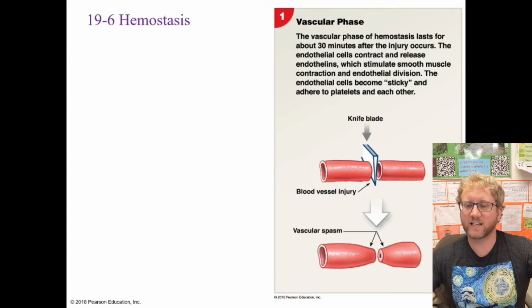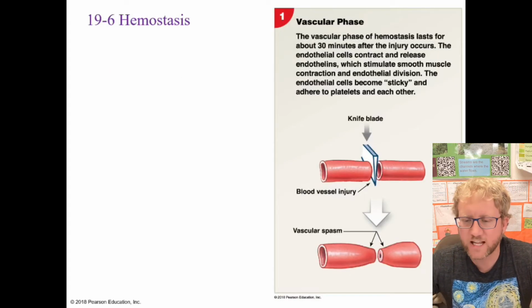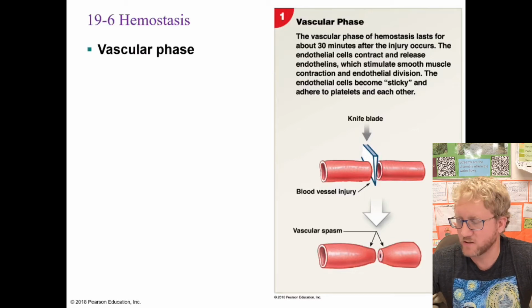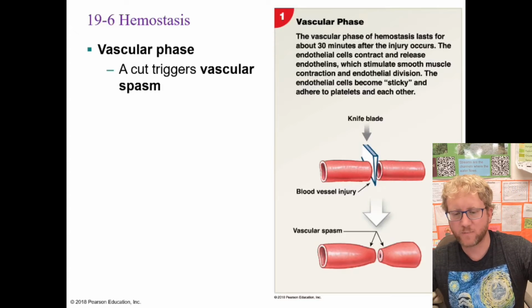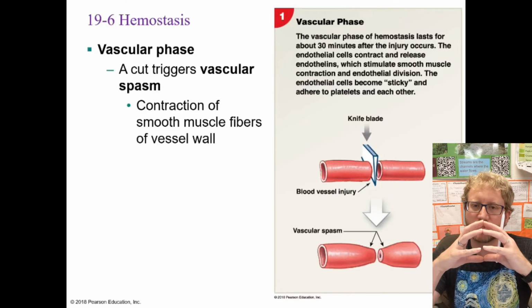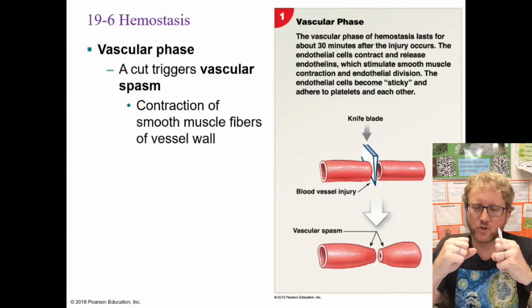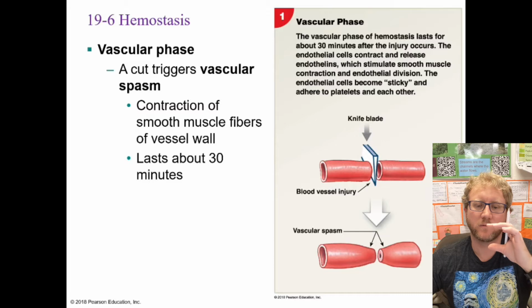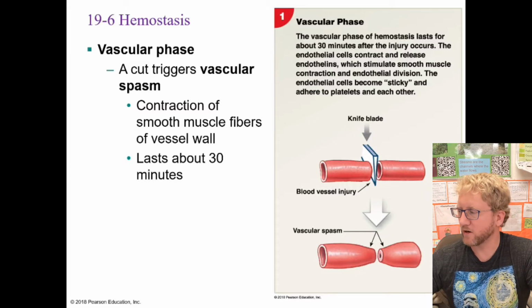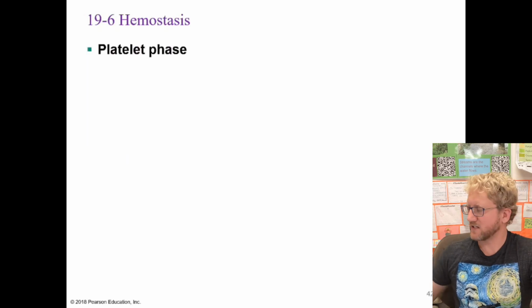The first phase is the vascular phase, which lasts for about 30 minutes after an injury occurs. And so some sort of cut will trigger a vascular spasm. Basically the smooth muscle fibers of the vessel wall will contract, narrowing the blood vessel. This lasts for about 30 minutes, which allows the other process to get started.